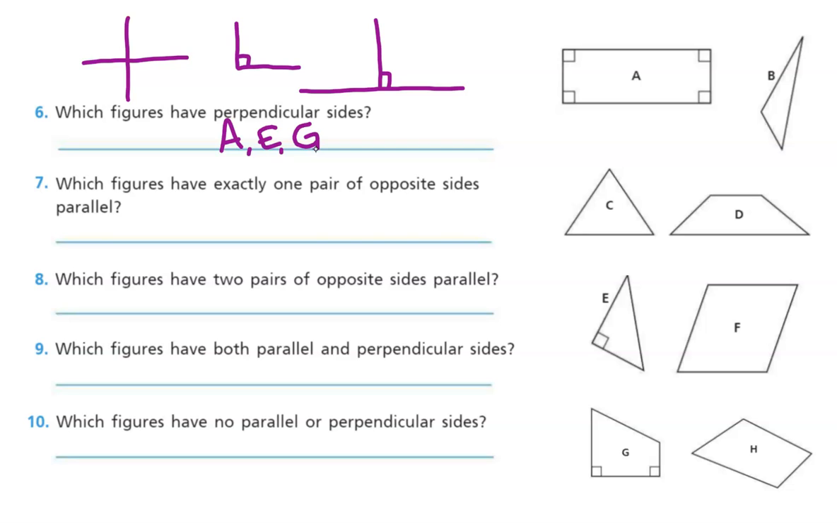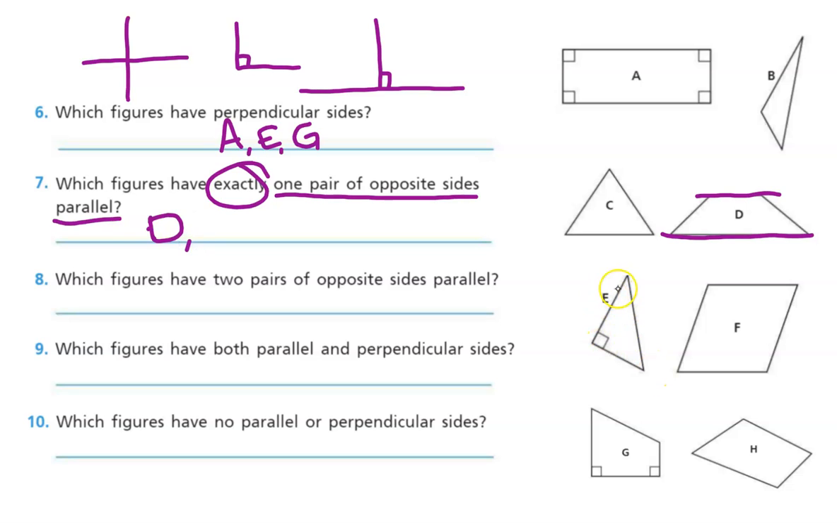Now the next one says, which figures have exactly one pair of opposite sides? It wants only one pair of opposite sides to be parallel. So we have to be careful. Only one pair. Exactly. So this one has two, boom and boom. This one has none. You'll notice none of your triangles should, because triangles only have three sides. So it's impossible to have parallel sides in a triangle. So C is out as well. So D, that seems to be one set of parallel sides, because this side is definitely not. So D would be one of my answers.